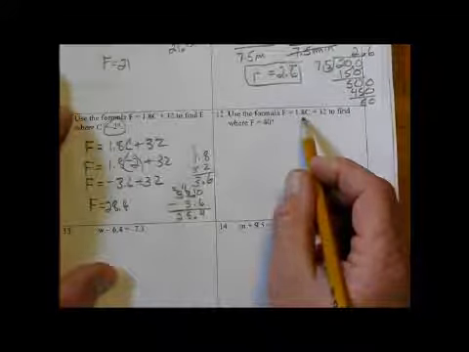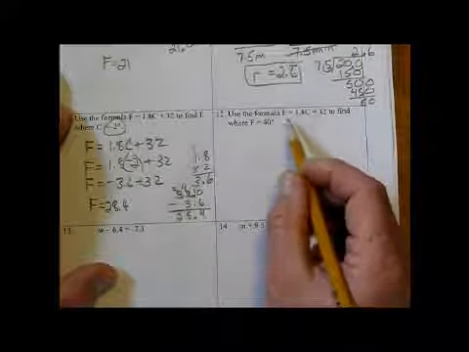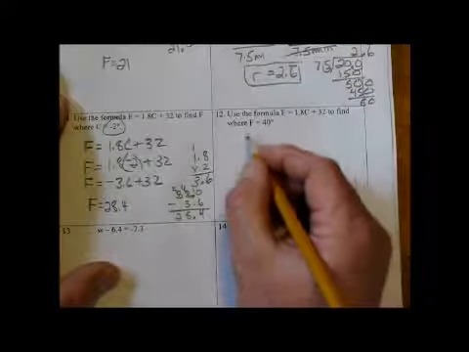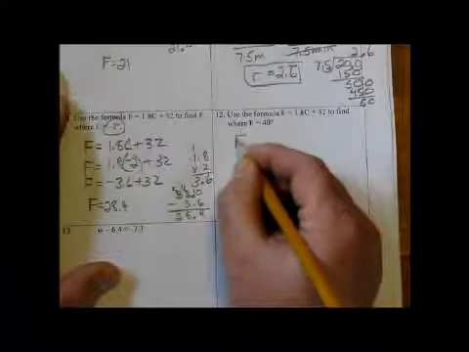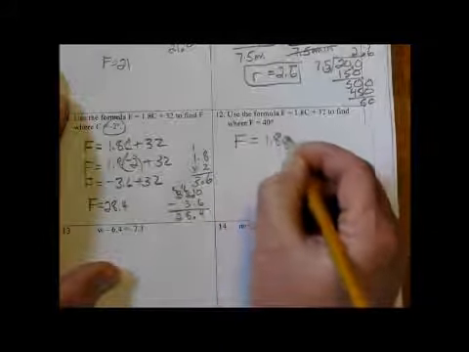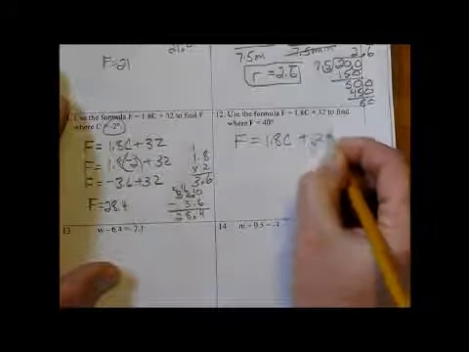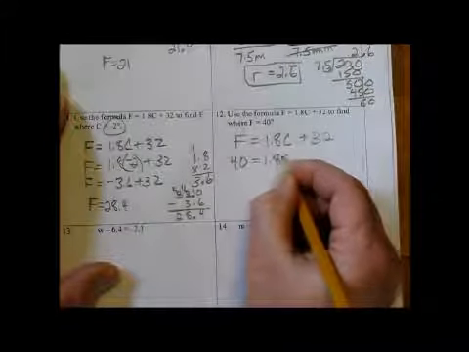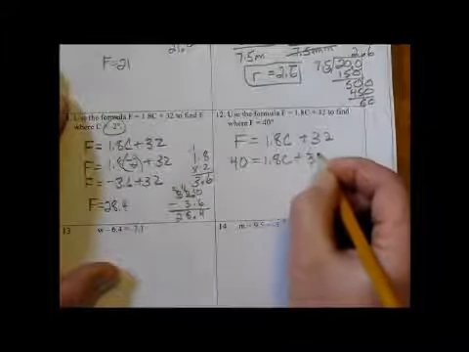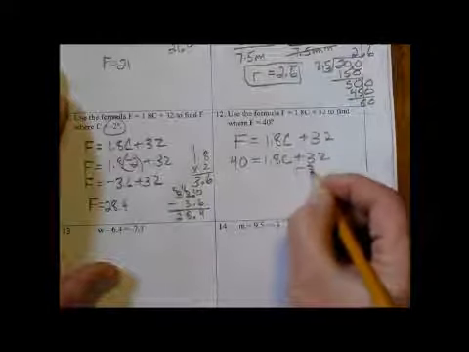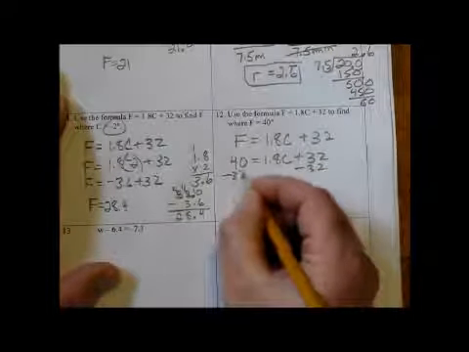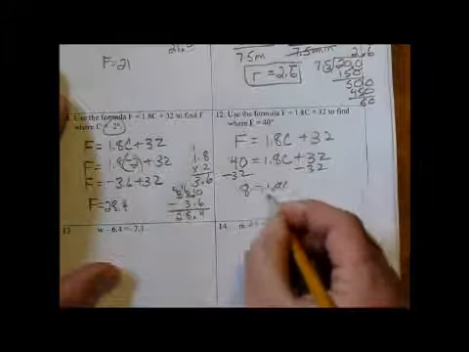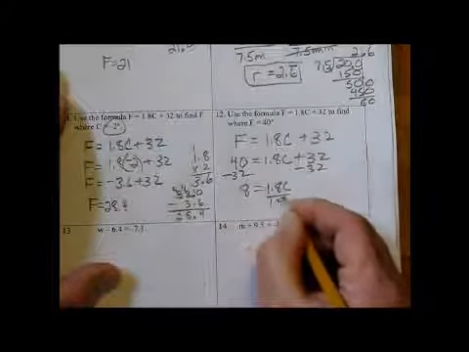Here's the same formula, but here we're going to use this formula to find the Celsius. Some people memorize the other formula for Celsius, but you can always use this formula and just solve for C each time. So here we have F is equal to 1.8 C plus 32. We're going to have 40 is equal to 1.8 C plus 32. We're going to subtract 32 from both sides. We're going to get 8 is equal to 1.8 C. We're going to divide each side by 1.8.